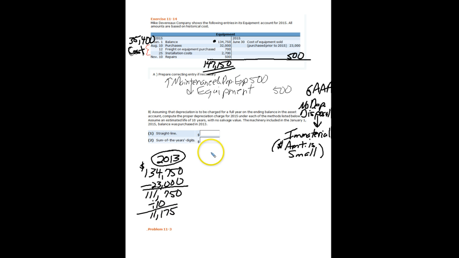$11,175. And then for the item purchased in 2015, that $35,400, there isn't any salvage value, so just divide that by its life of 10 years, $3,540. So my total dollar amount for depreciation expense, I'm just going to add those two together, and I'll get $14,715. So that would be for number one.